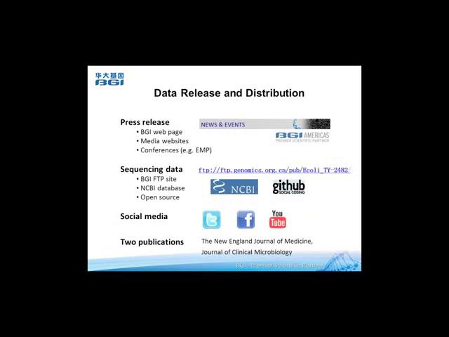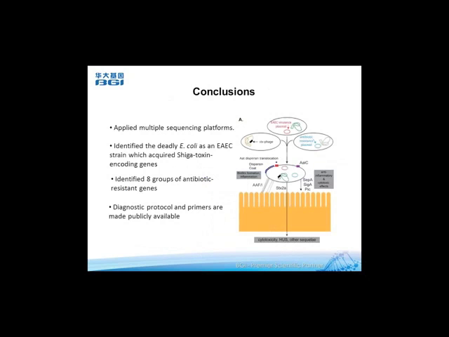The results are now published in 2 publications. One is in the New England Journal of Medicine. The other is the Journal of Clinical Microbiology. So the conclusion: we applied multiple sequencing platforms in this study, and we identified the German E. coli as the EAEC strain, which acquired Shiga toxin encoding genes. We identified 8 groups of antibiotic-resistance genes and used the genomic information to design the diagnostic protocol and primers and made them publicly available.